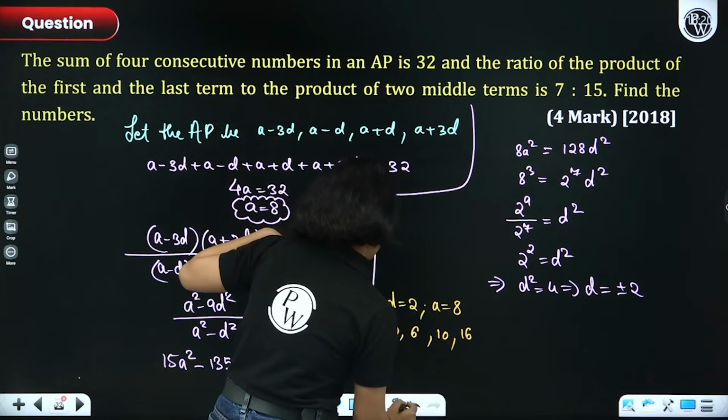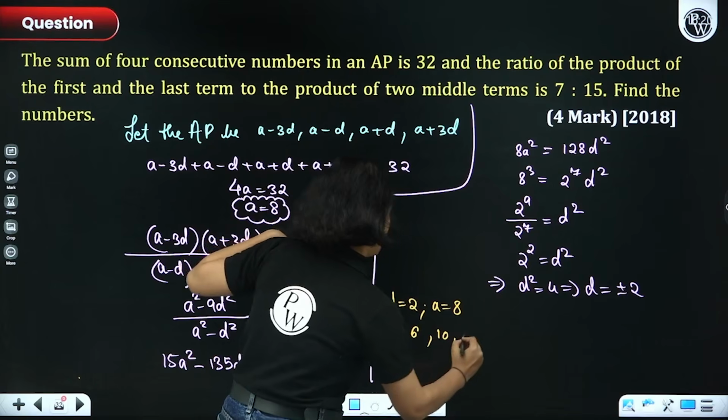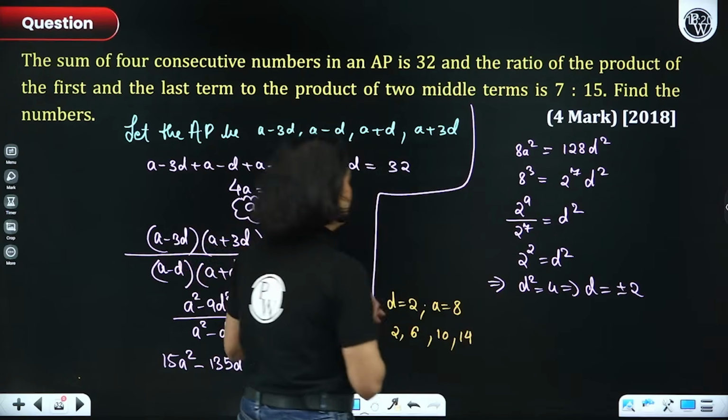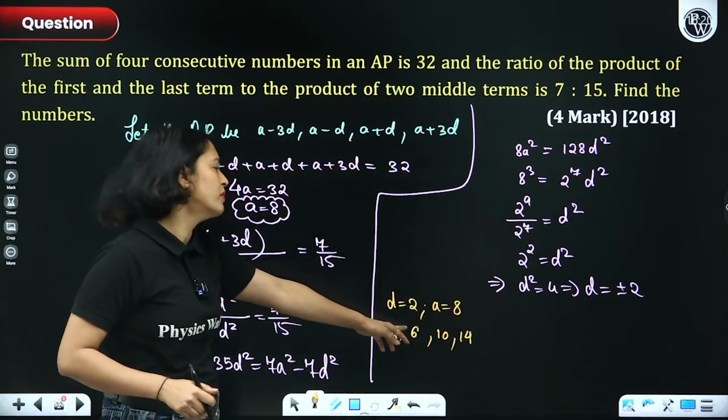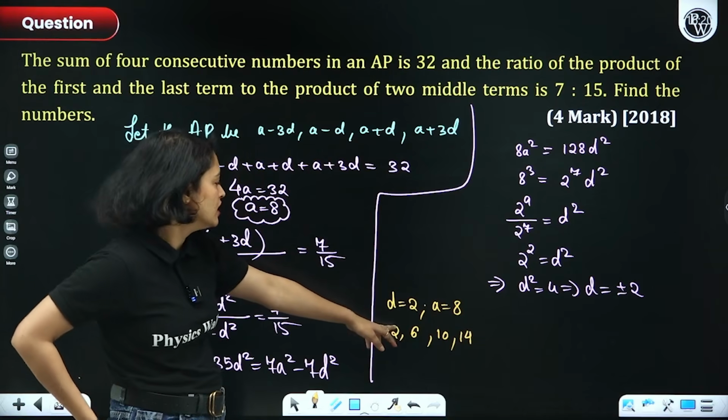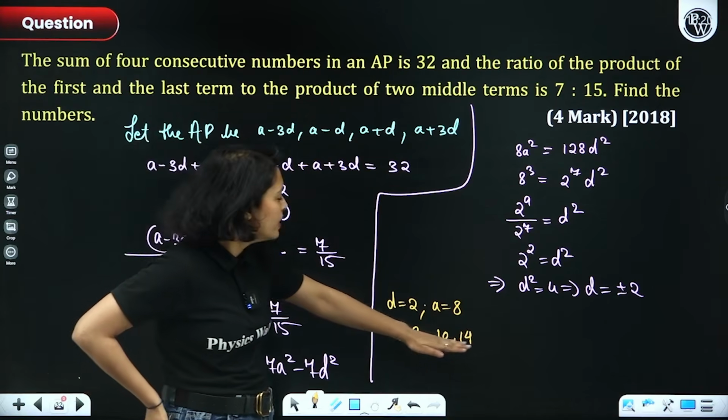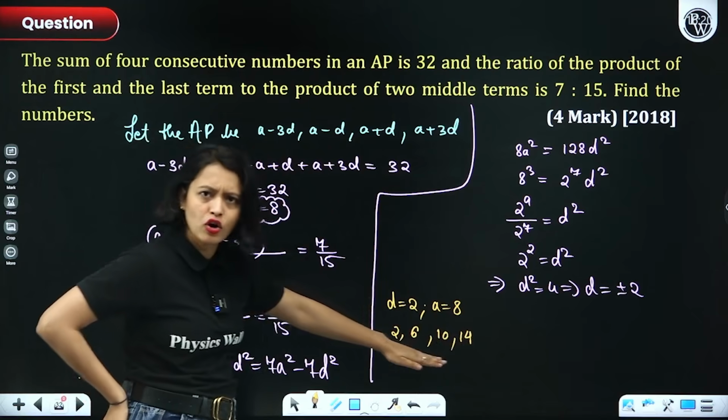Sorry, 14. So 2, 6, 10, 14. Is this an AP? You can check also. The common difference here is coming out to be what? The common difference is coming out to be 4. Right? Common difference is 4.